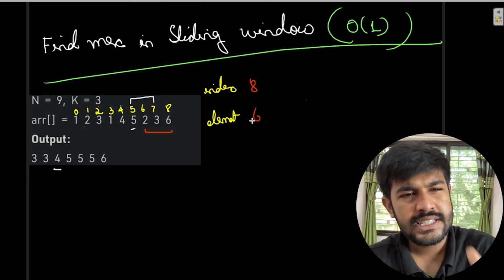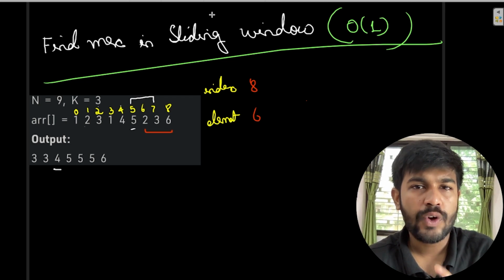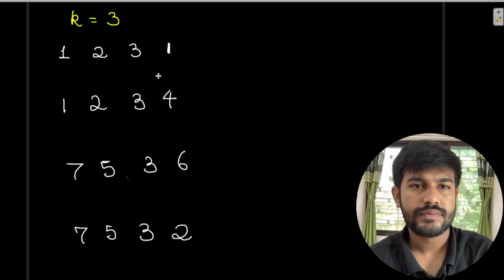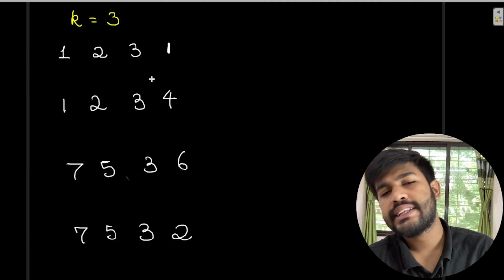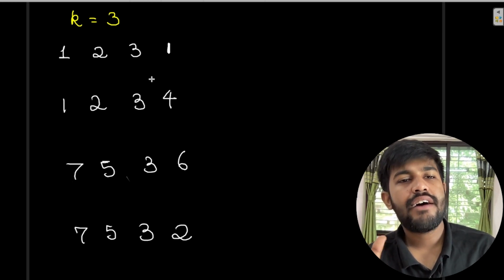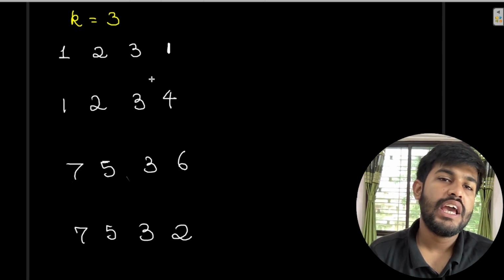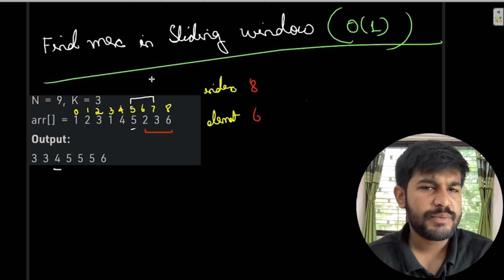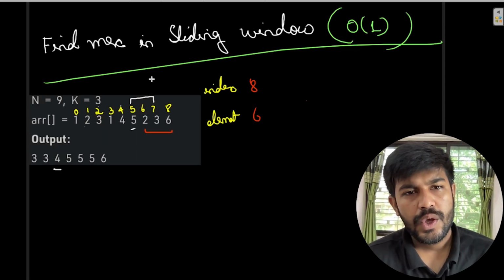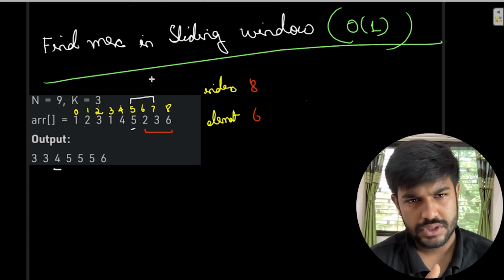Now, for simplicity, let us see how this is working. So now let us take this example. We have k is equal to 3 and we would do the same thing and see how it is working. But before that, let me first discuss which data structure can be used.